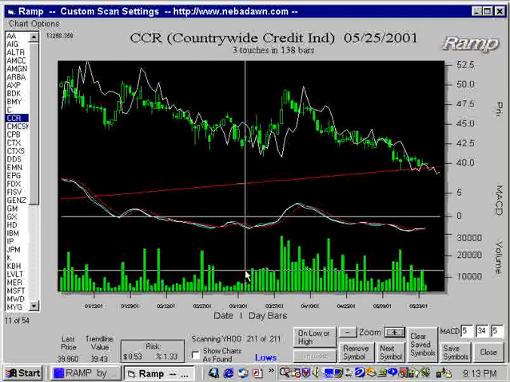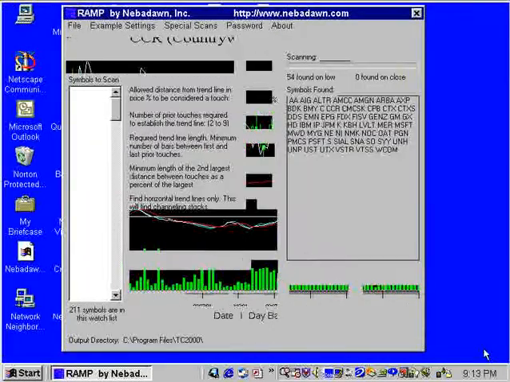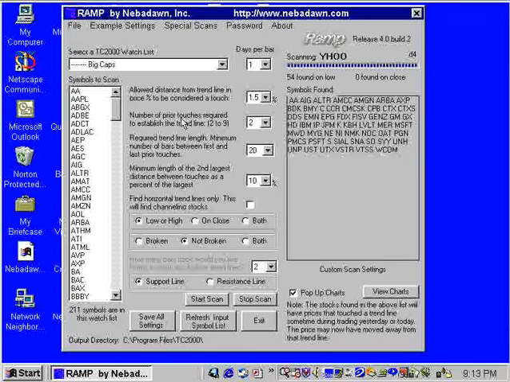I'm going to go ahead and close the chart window now, and we will take a look at the settings, and maybe we'll do a breakout scan. I'll close this window. We'll scan the same stocks, and this time we'll look for breakouts, and I'll explain what the settings are.